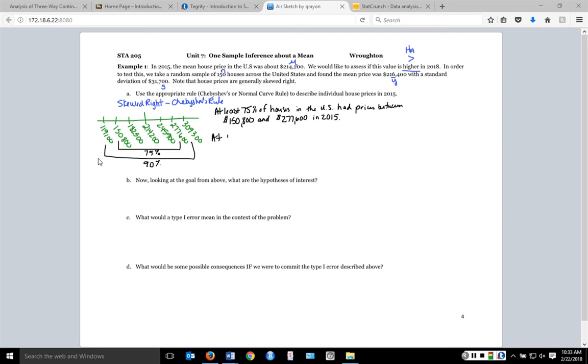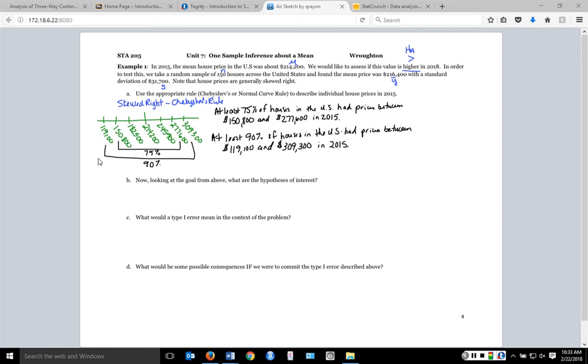And then I could say then that at least 90% of houses in the U.S. had prices between, and this time it's our $119,100 and $309,300 in 2015. There's an idea of what house prices look like in 2015.